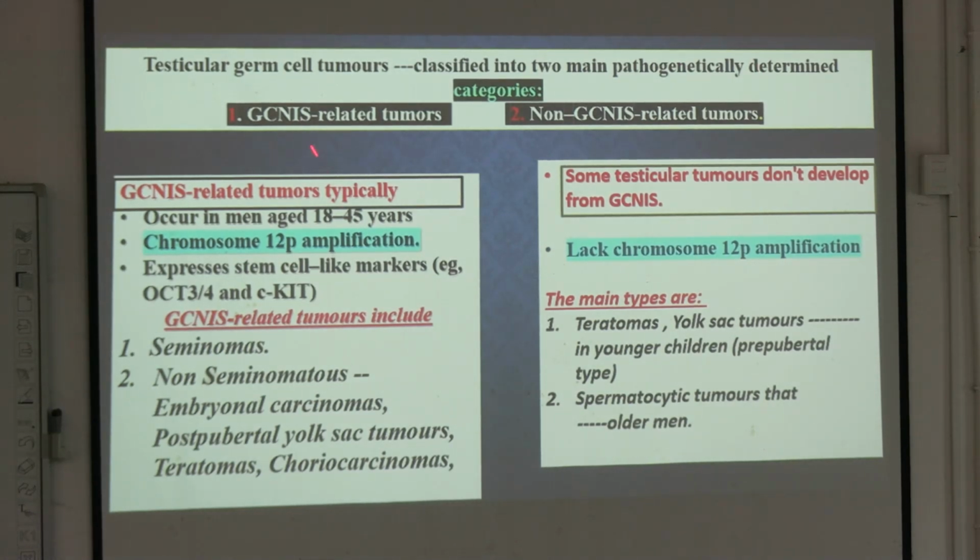It occurs in the elderly and early age group and is associated with 12 amplification, with expression of markers like OCT3/4 and C-kit. The tumors are seminoma and non-seminoma. This is all post-pubertal. The others are negative, lacking the chromosome 12 amplification, and are composed of teratoma and yolk sac tumor in the pre-pubertal type, occurring in the young age group, and in the older age group, spermatocytic seminoma. Forget all these details, but for understanding, clinicians divide these things for treatment purposes.